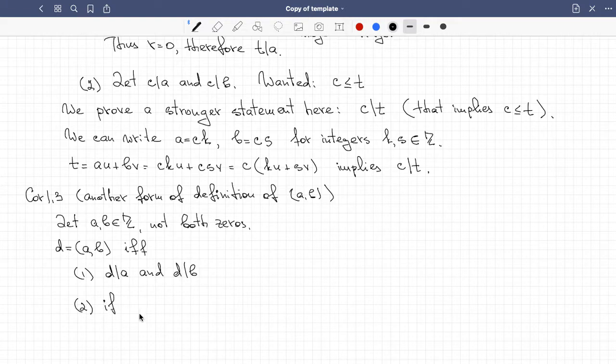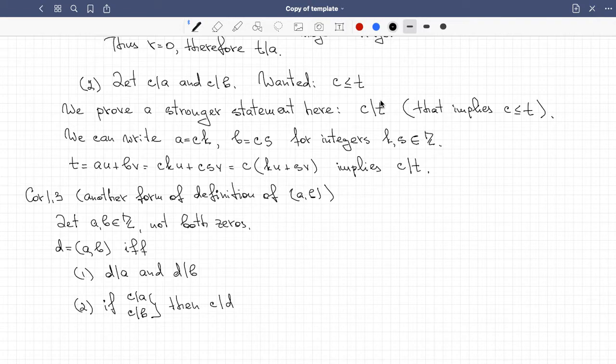If C divides both A and B, then C divides D. Previously it was C smaller or equal than D, now in alternative form, divides. That is addressing this irregularity in the proof and making it clear what this was about. That is also a way to define the greatest common divisor.